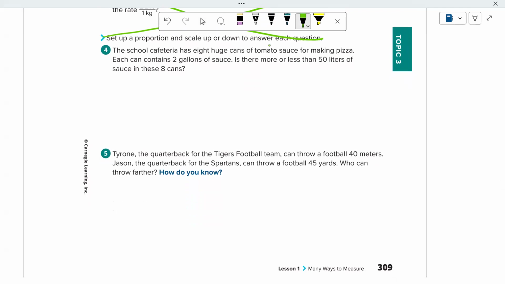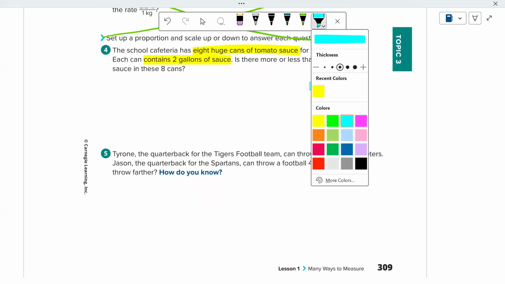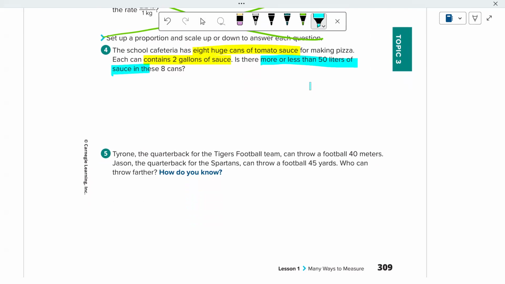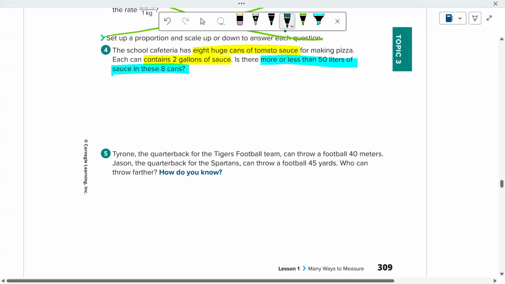The school cafeteria has 8 huge cans of tomato sauce. So I have 8 cans of tomato sauce. Each can contains 2 gallons of sauce. Is there more or less than 50 liters of sauce in these 8 cans? So let's think about it. First of all, there's 2 gallons of sauce. All right, you got 8 cans.